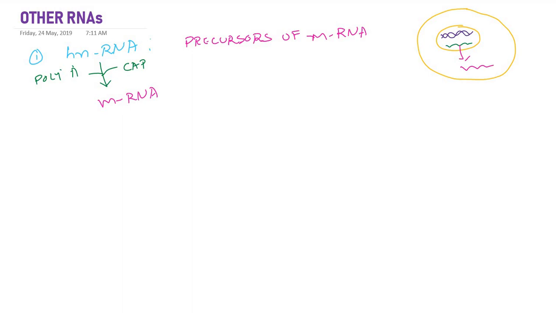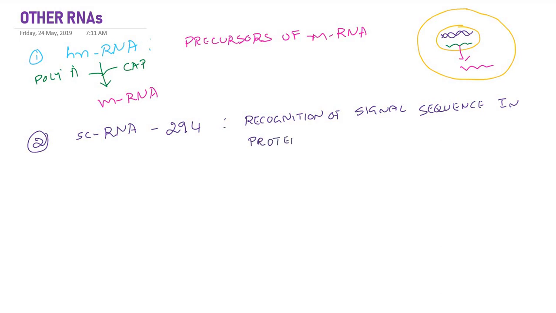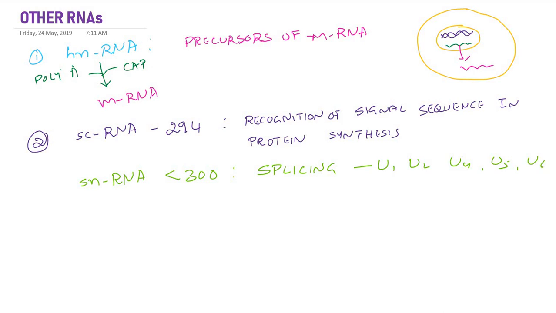Another type of minor RNA is small cytoplasmic RNA, which is about 294 ribonucleotides, and it mainly helps in recognition of signal sequence. That means it helps in protein synthesis, recognition of signal sequence in protein synthesis. I am not going to explain here, we will see in detail when we study translation. Another type of small RNA is small nuclear RNA. It is also less than 300 ribonucleotides, and it mainly helps in processing of RNA. It is very helpful for a process called splicing, that means removal of introns, that we will discuss in transcription. It is also made up of different components called U1, U2, U4, U5 and U6. We will study in detail when we study transcription.